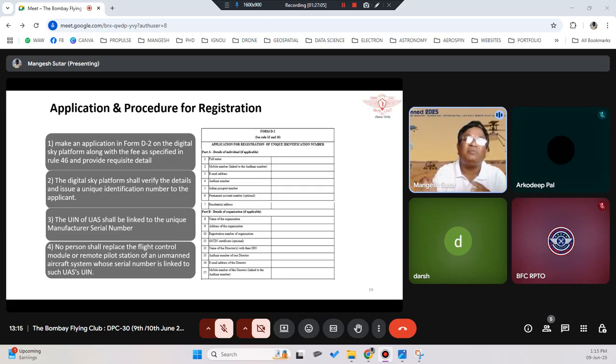So all these serial numbers are linked to the common UIN number. At any given point in time, you cannot change, like at the RTO, you would have seen, I cannot change the engine of the car, right? Because the registration of my car with the chassis and the engine, they are all linked. So if I want to do it, I have to deregister the car and put a new engine or new chassis, and then again I have to go for registration.